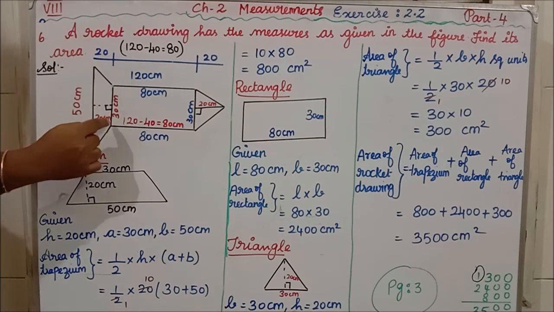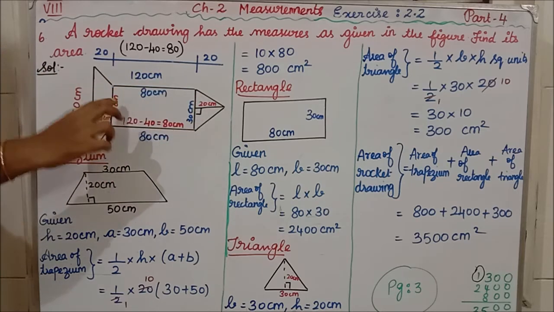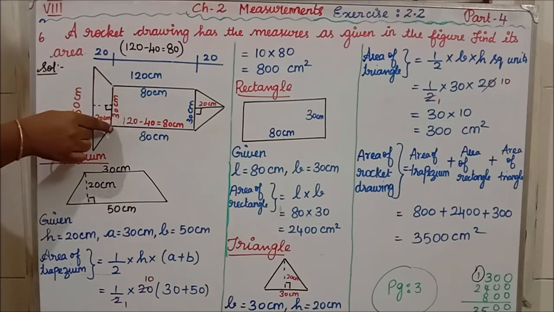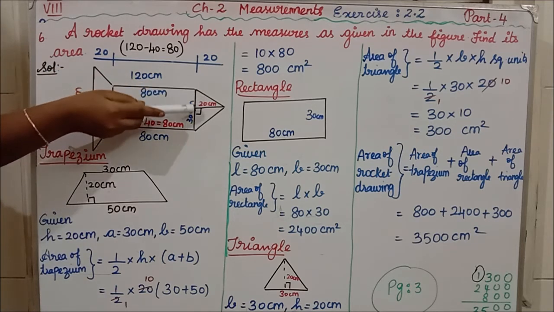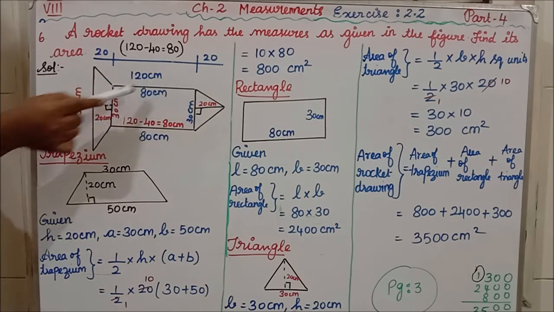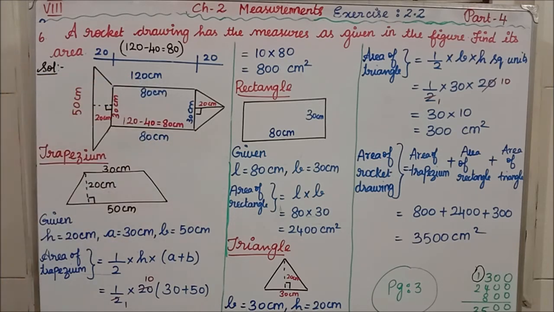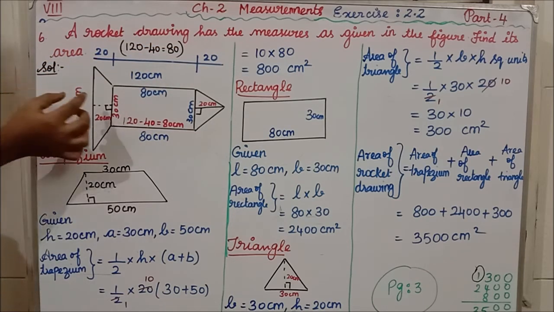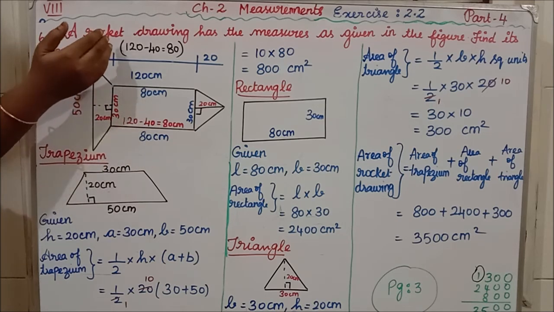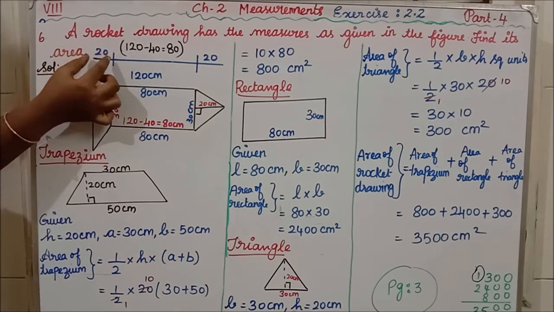We know since it is a rectangle, opposite sides are equal. Isn't it? Here this side is 30 centimeter, then this side should also be 30 centimeter. Then we don't know this length alone for the rectangle. So how can we find the length of the rectangle? They have given 120 centimeter as the total height of the rocket, and also they have given the height of the trapezium. From here to here the height is 20.